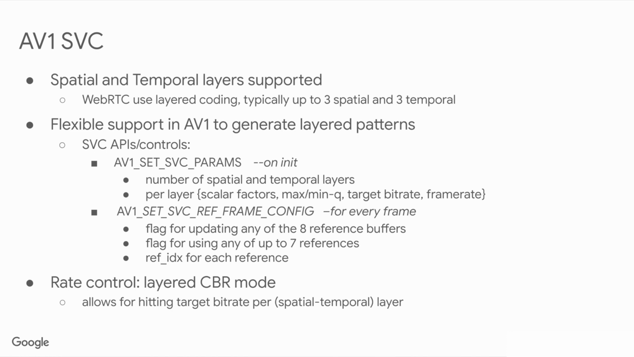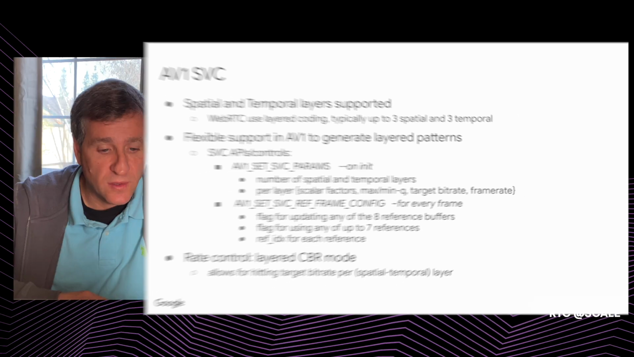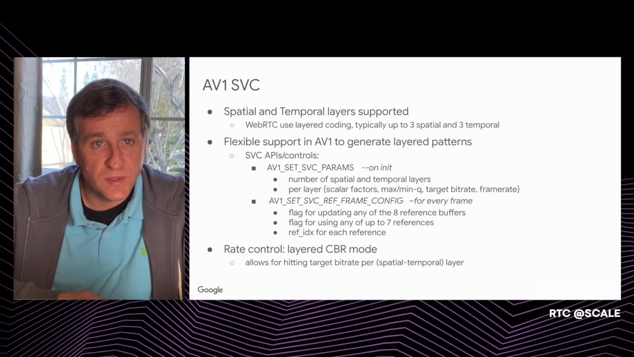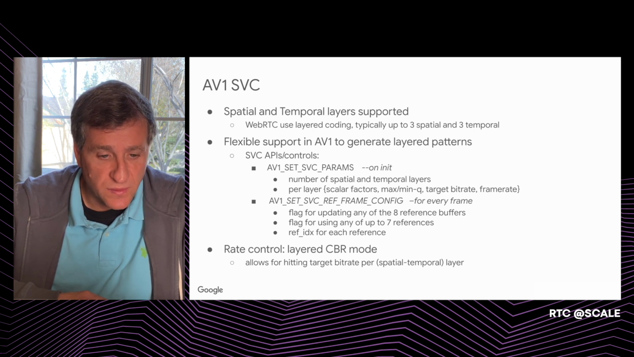And then there's a control called set SVC reference frame config, which is called every frame by the user, where the user can decide or sets a flag for updating any of the 8 reference buffers, and also sets a flag for telling the encoder which of the 7 references are used for prediction. And then there's also a reference IDX that you set for each buffer slot. So this really gives a lot of control to the user, to the application, for generating many different types of layered patterns.